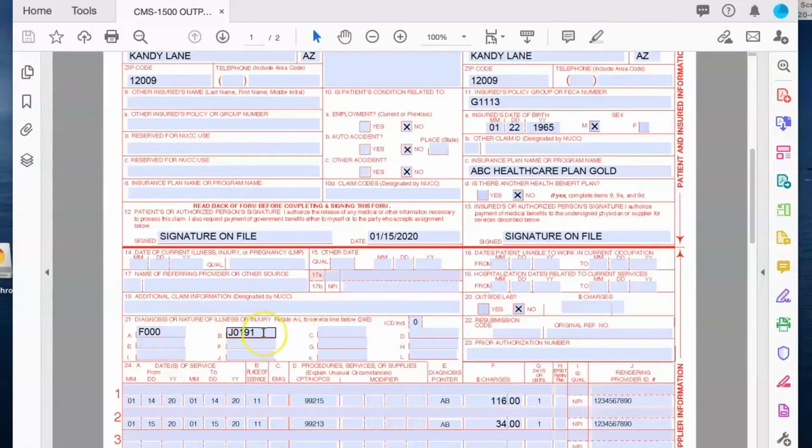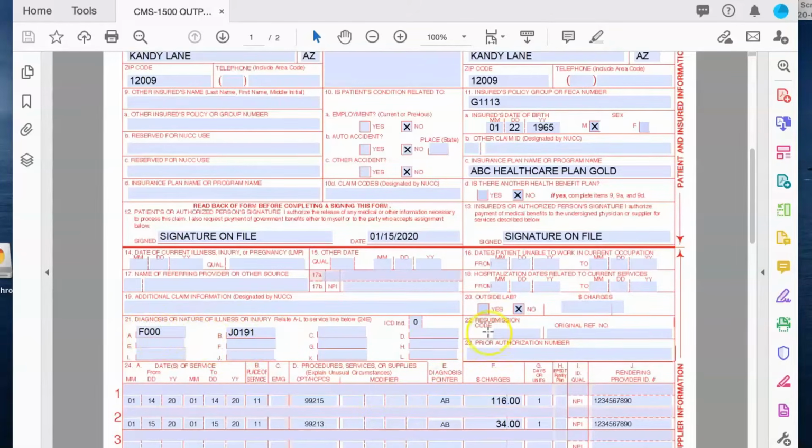Box 24E, Diagnosis Pointers. How many diagnoses are in box 21? Again, we are not using commas or decimals. And we're going to enter A and B because there is a diagnosis code in box 21A and a diagnosis code in box 21B. If we had entered 1, we would only put A. And if for some reason we filled them all in, we'd list A through L.